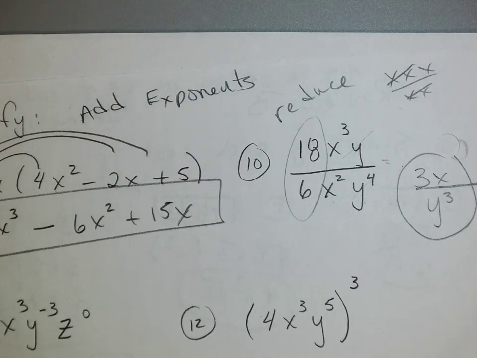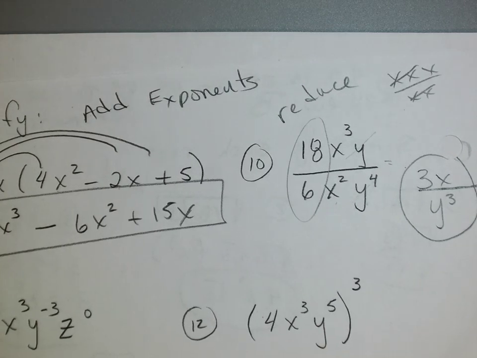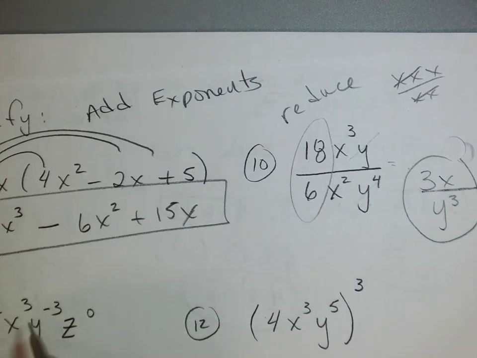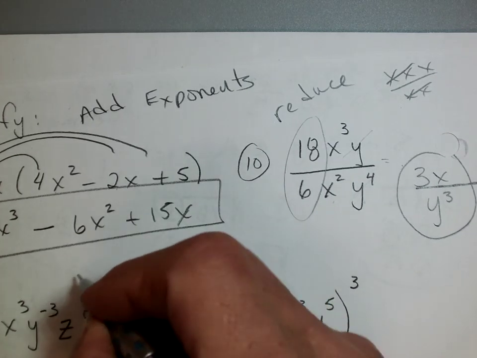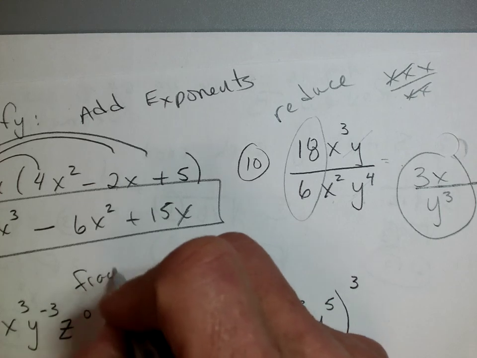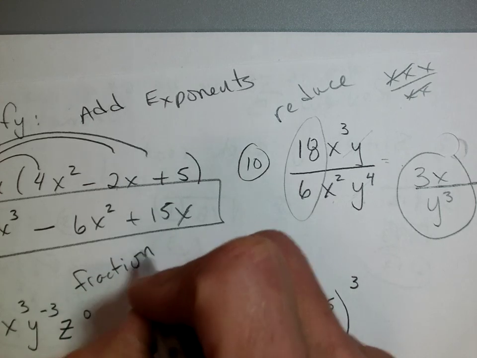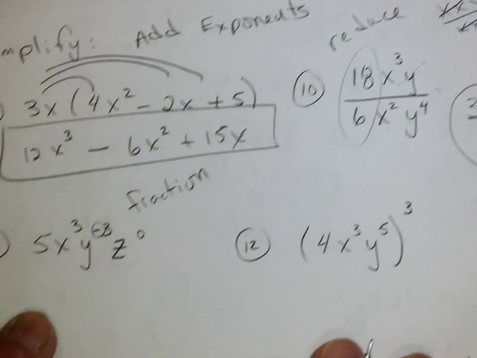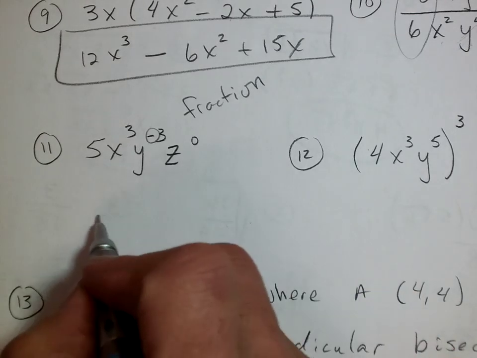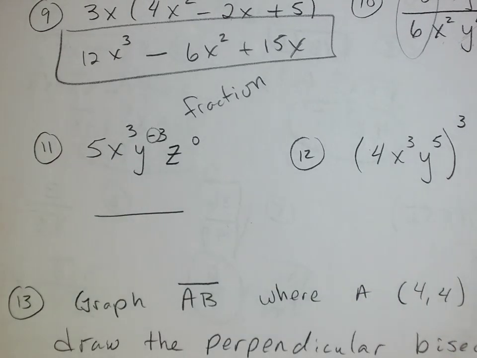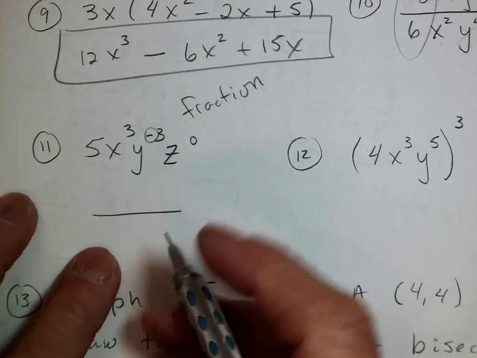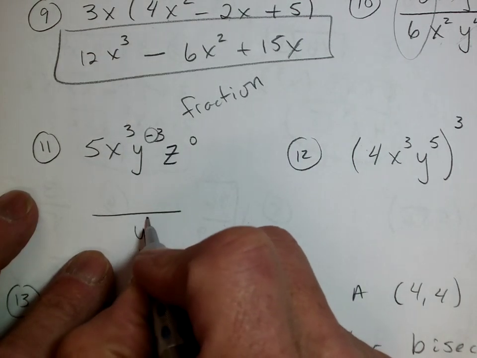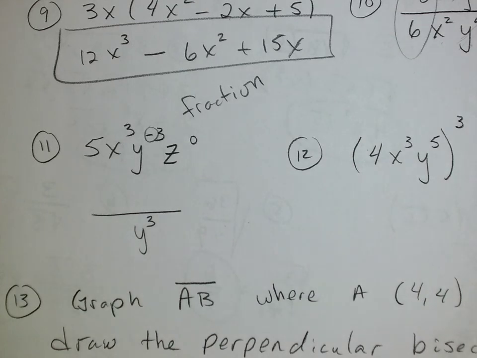That's it. Okay. 11. Now, if you have negative exponents, we're going to need a fraction, because of the negative exponent. So I'm just going to make my fraction bar. Anything that has a negative exponent needs to be moved. So I'm going to move this y to the third down. Anything with a negative exponent, move it up or move it down, but you got to move it to make it positive.